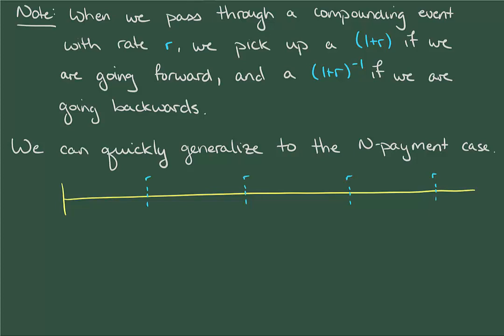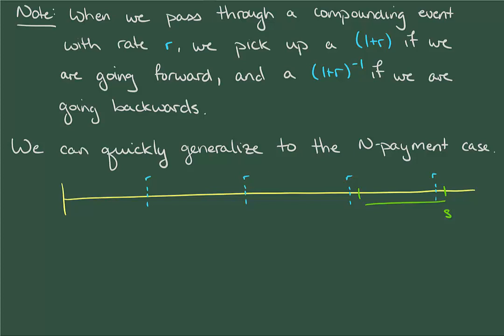So we're going to start with an interest rate S, and I'm going to put that after the 4th compounding period. Now you'll notice here I've drawn it just a little bit to the right of the 4th compounding period, and that's just going to make it a little bit easier to see when we've actually passed through one of these compounding events.